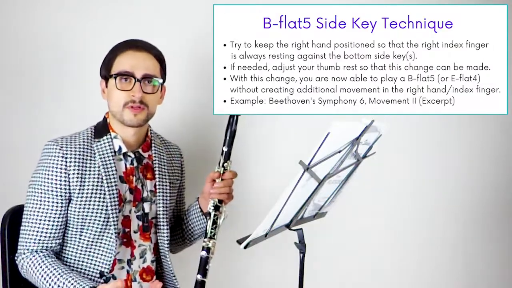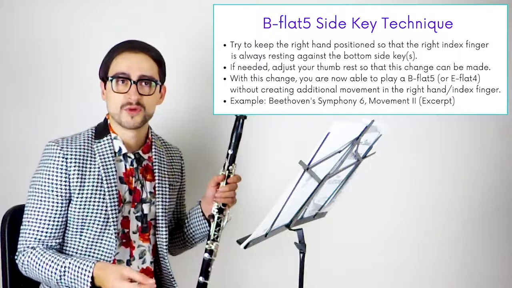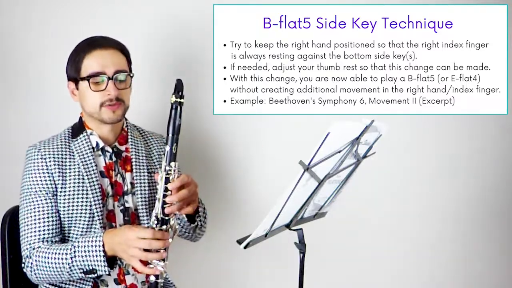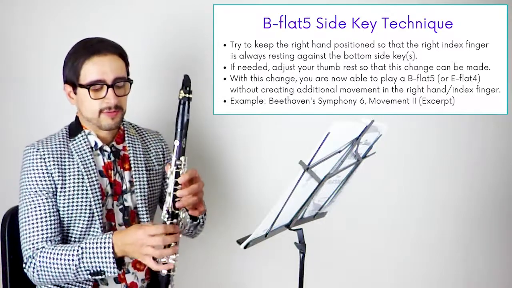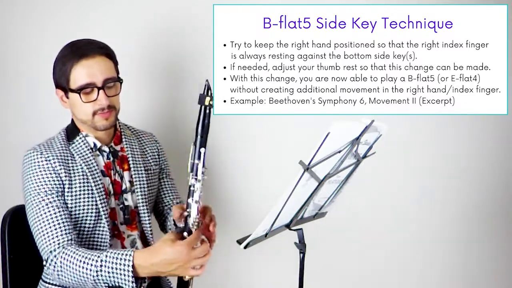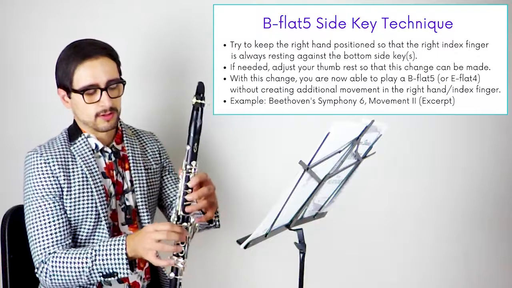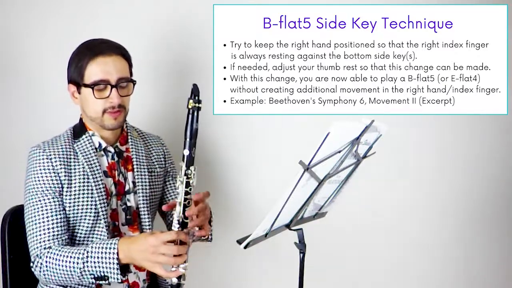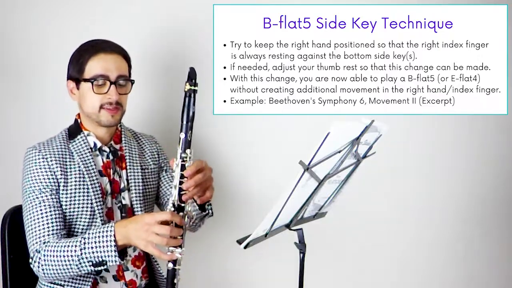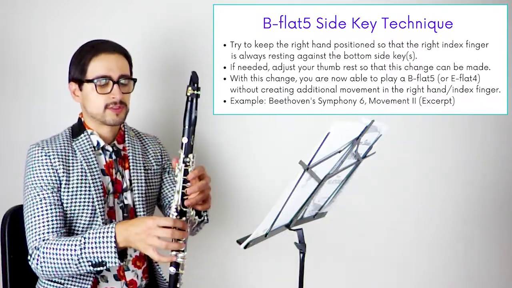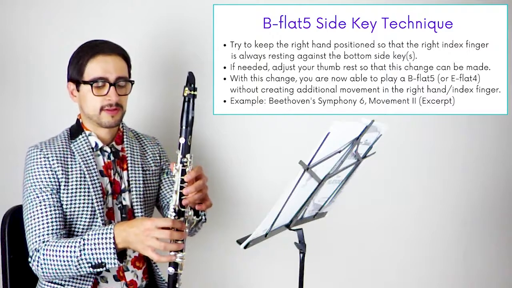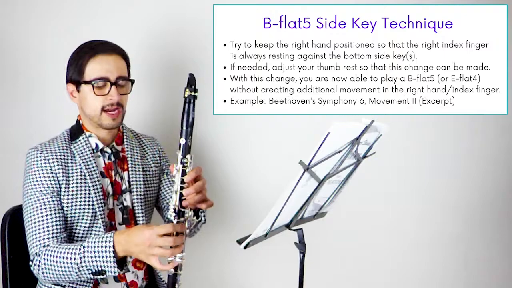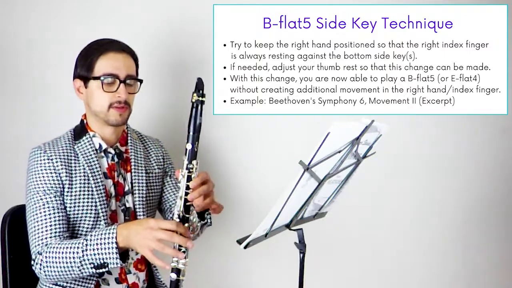Another good example of this particular interval is the beginning of the second movement excerpt from Beethoven's Sixth Symphony. So again, we're going from an F to a B flat. If my index finger is resting lower because my thumb rest is lower, then I have to move my finger up and then press inward. If my thumb rest is positioned in a way that lets me keep my index finger against the key, all I have to do is go from, let's say, the F and then press inward to the B flat. This is definitely a lot easier than having my finger lower and then having to come up and then over.